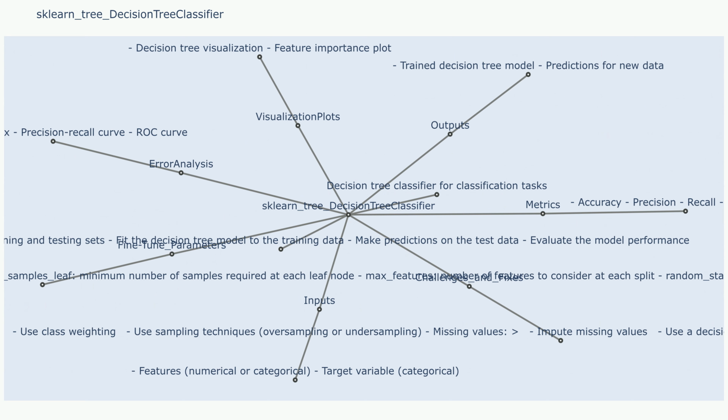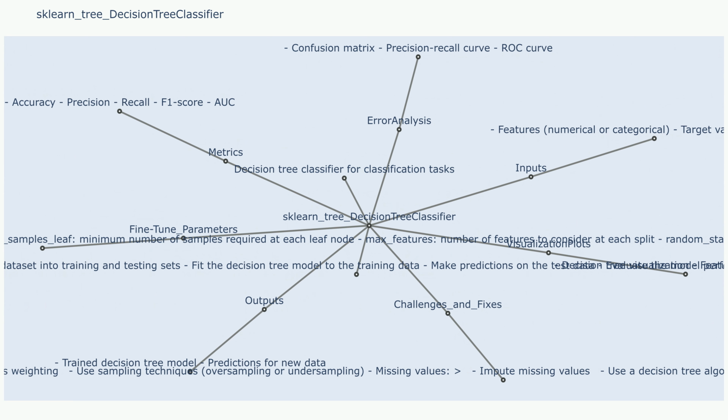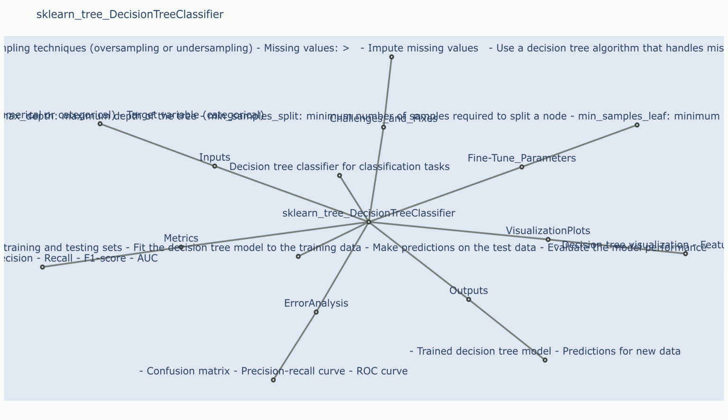Challenges and fixes. Challenge 1: overfitting. The decision tree may overfit the training data, leading to poor performance on unseen data. Sample use case: training a decision tree on a small dataset with a high number of features might result in a complex tree that captures noise in the data. Fixes. Reduce tree complexity: using parameters like max depth, min samples split, min samples leaf, or max features can help limit the tree's complexity and prevent overfitting.